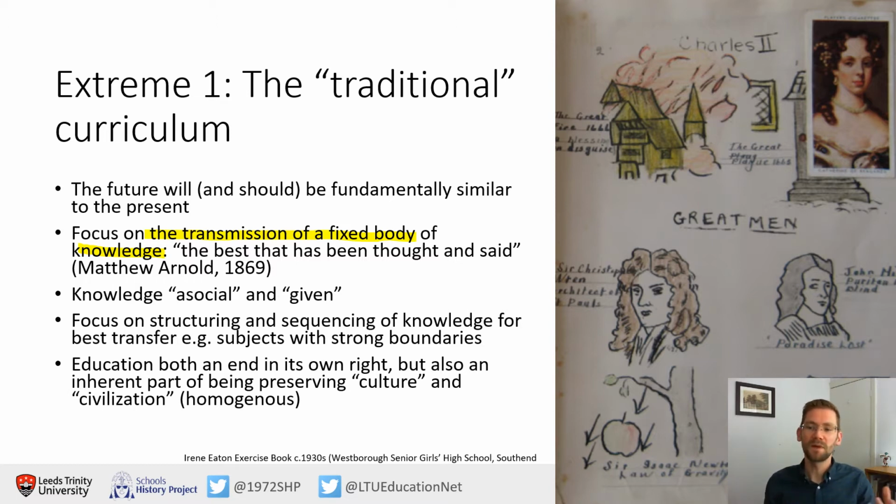So this is based on a really interesting notion, and I touched on Young and Muller earlier, and I'm going to touch upon them again briefly now. Michael Young and Johan Muller basically frame their idea around curriculum models as being how they see the future. And in this extreme, in the traditional curriculum extreme, the future is seen as being fundamentally similar to the present.